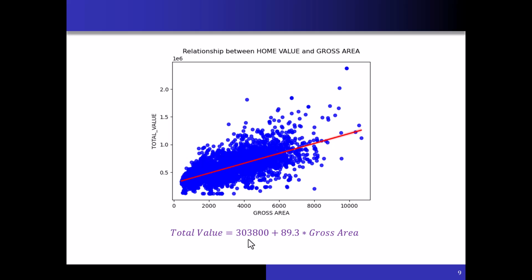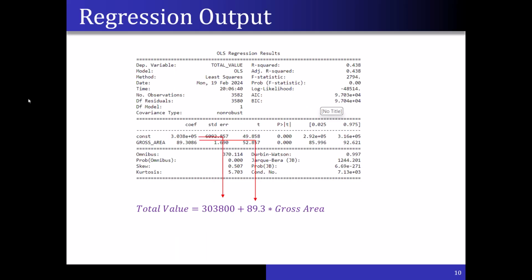How about the slope? 89.3 is the corresponding amount of increase in the total value when the gross area increases by 1 unit. So if, for example, the gross area is 1,000, then 1,000 times 89 is going to be 89,000, plus 300,000, so it's going to be somewhere around $390,000. And that's going to be the predicted value of a house which has a gross area of 1,000 square feet.